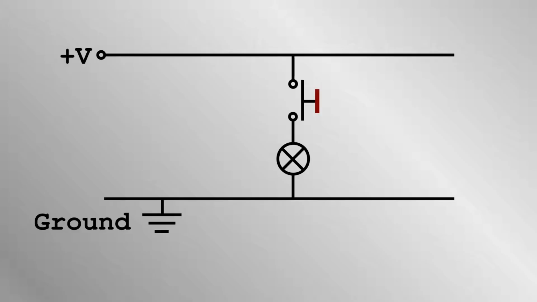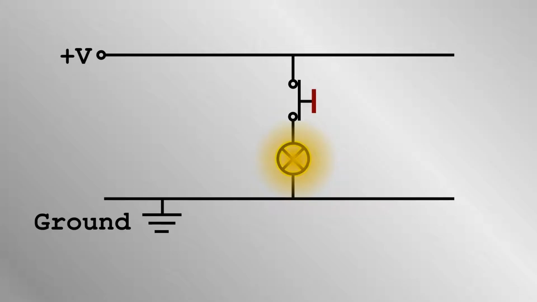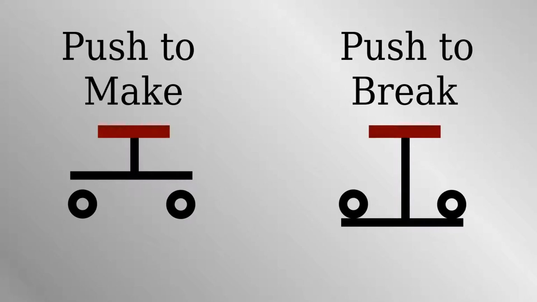Computers treat information as binary: on or off, true or false, 1 or 0, based on if the voltage is high or low. The important component in our circuit here is the push switch, which comes in two flavors. Push to make: that's when a person presses down and the circuit is completed between the two terminals and the bulb lights up. The push to break switch is exactly the opposite.